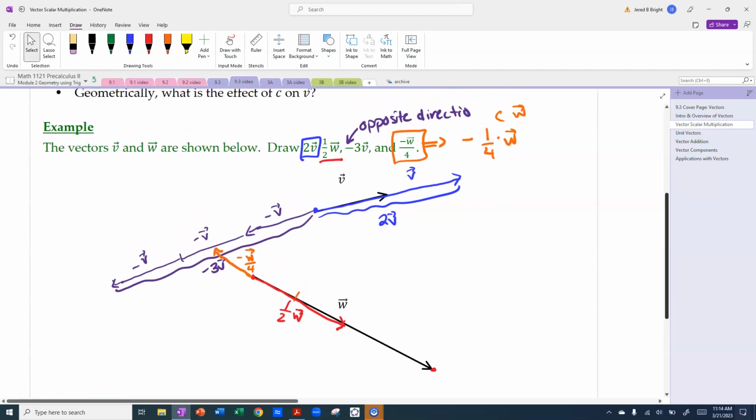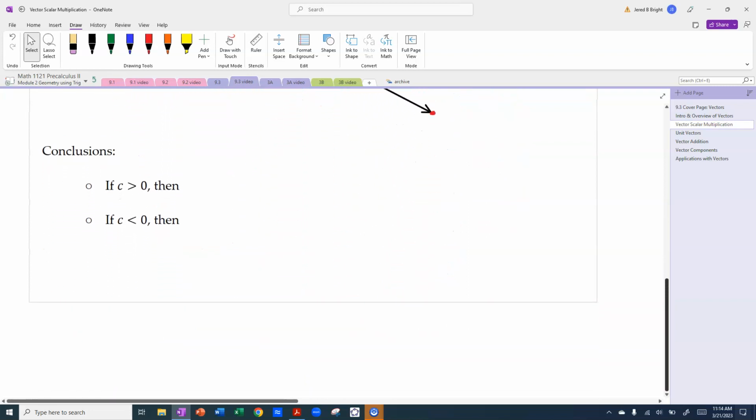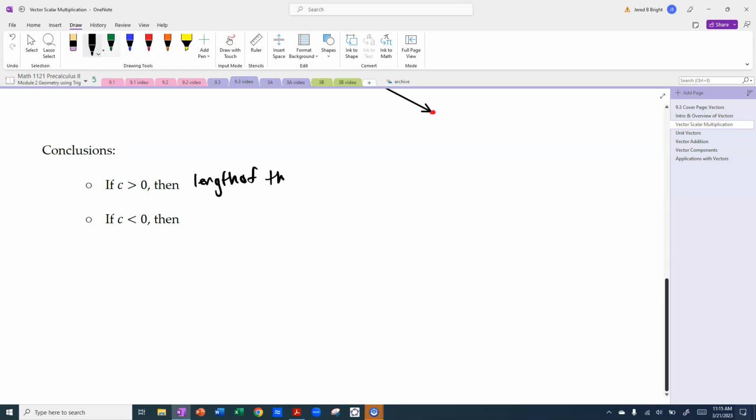All right, so we kind of did the scalar multiplication by trial and error, but what are the conclusions? If c is greater than 0, then the length of the vector is multiplied by c in the same direction.